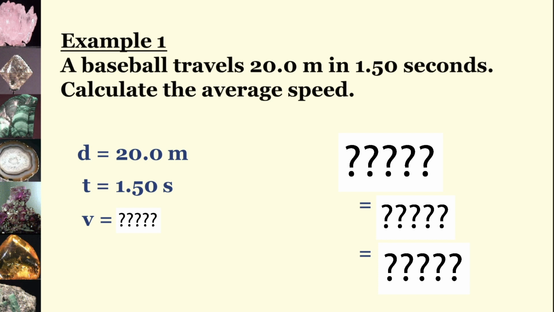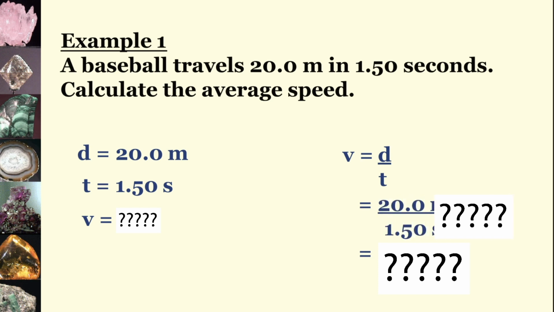So we use our formula. Now, what did we just look at in our little animation there? Well, we know that V equals D over T, okay? So what we want to do now is change the D over T into our actual numbers. So that's going to equal 20.0 meters divided by 1.50 seconds.